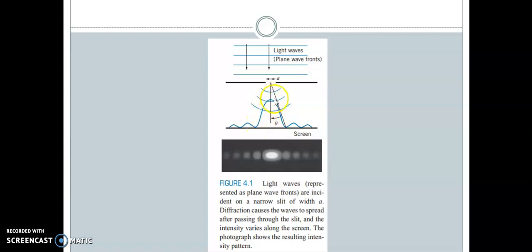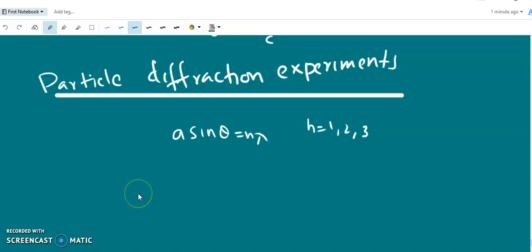Central maximum has more intensity. Intensity decreases away from the central maximum. So this is the ordinary single slit diffraction experiment. But the experiments that first verified the de Broglie hypothesis involve electron diffraction.